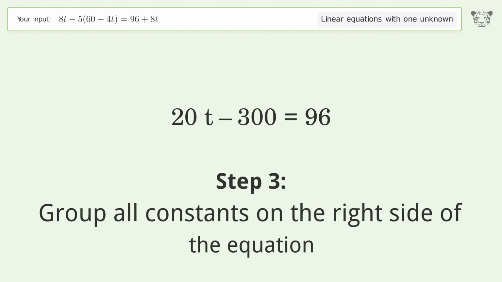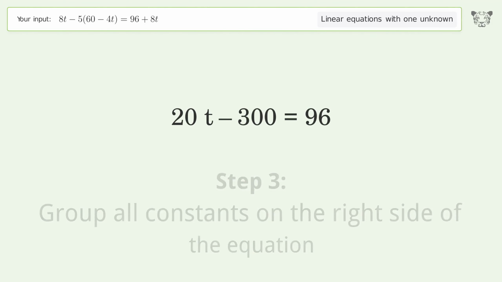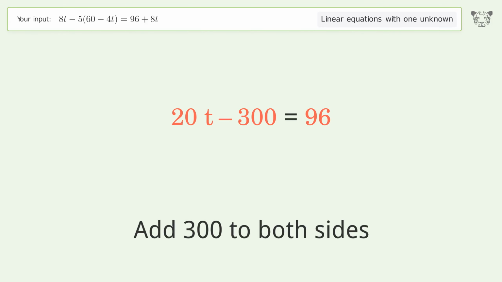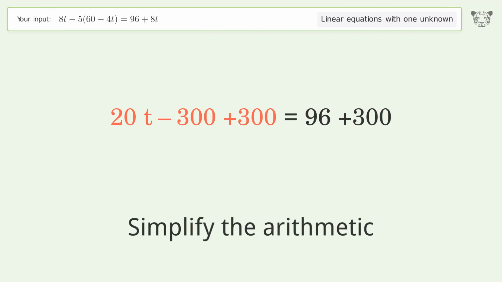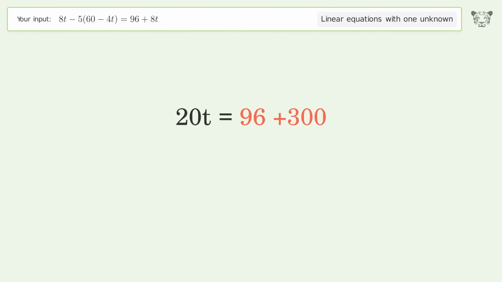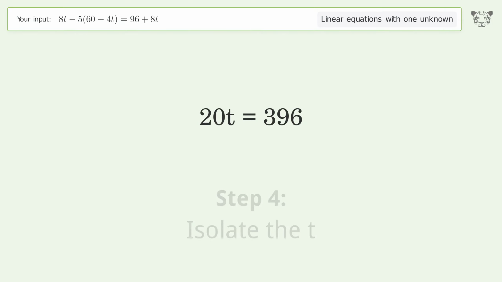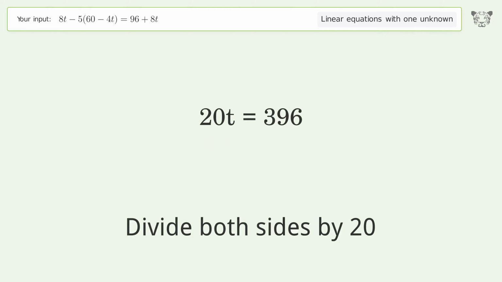Group all constants on the right side of the equation. Add 300 to both sides. Simplify the arithmetic. Isolate the t. Divide both sides by 20.